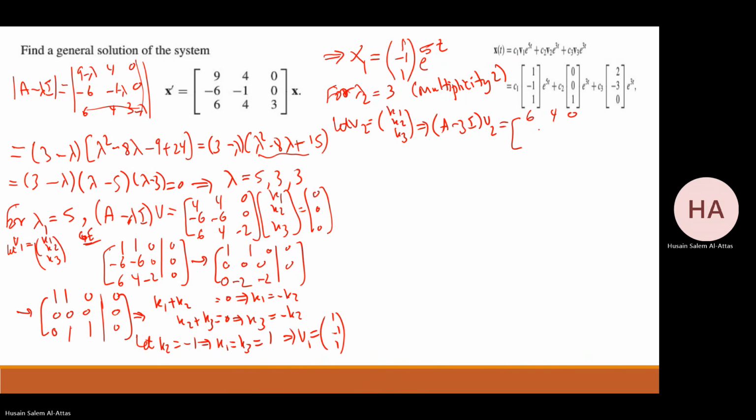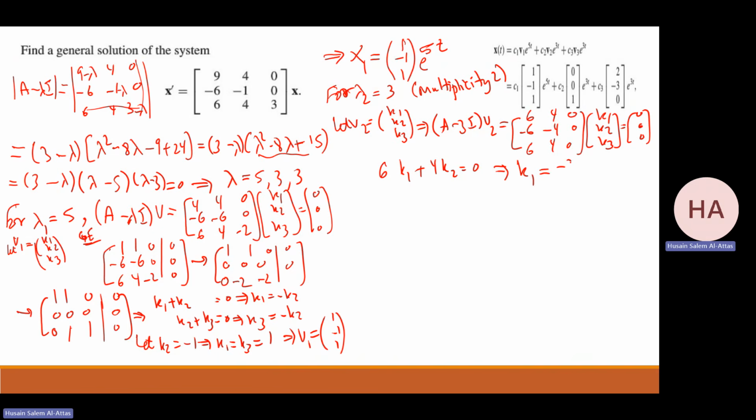6, 4, 0, minus 6, minus 4, 0, 6, 4, 0 times K1, K2, K3 equals 0, 0, 0. Very clearly, I have only one equation. All three equations are the same. So I have 6K1 plus 4K2 equals 0, where K1 equals minus 2 over 3 K2. How many free variables do I have? K2 and K3. There is no restriction on K3. So I have 2 free variables.